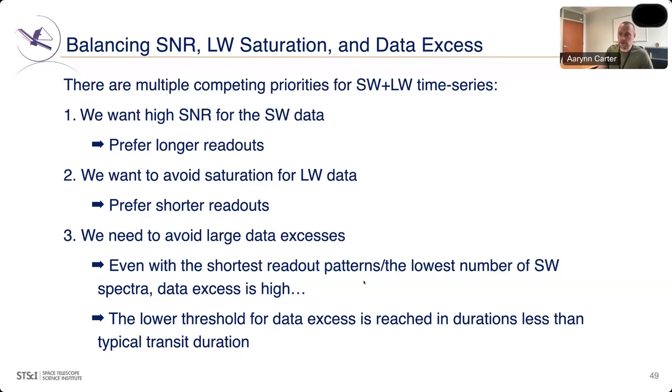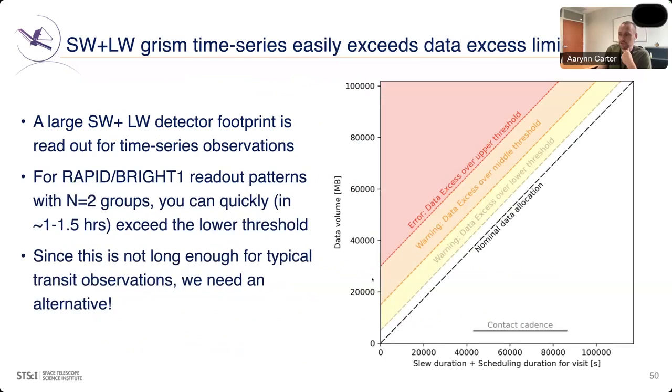And this is actually quite a considerable issue compared to some of the nominal sort of readouts you might be familiar with. We're able to really exceed the data excess in durations less than a typical transit duration. So here's an example of the data volume you're getting versus your scheduling and how much your nominal data allocation is. Really, you can't be pushing into these warning zones. Sometimes this yellow warning is okay, which is around 5 gigabytes per hour excess. But if you're bumping into 15 gigabytes per hour, then you're really going to struggle to schedule your observations. And to some degree, they might just be unschedulable.